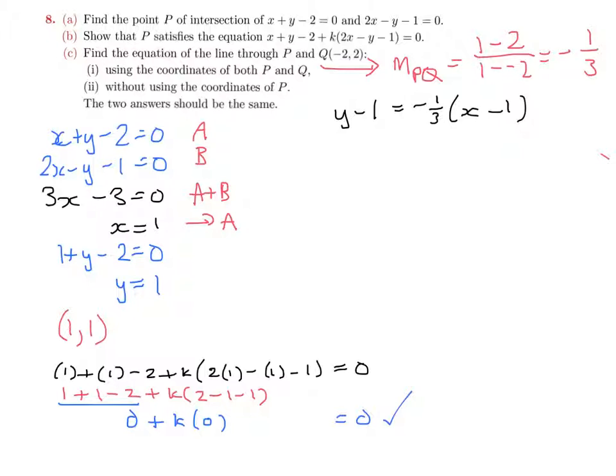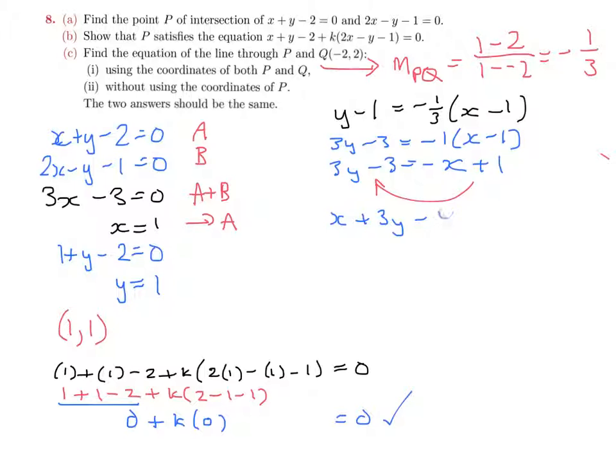Let's turn it into general form just to practice. So multiply everything by 3, we get 3y - 3 = -1(x - 1). Expand, 3y - 3 = -x + 1, and we'll move everything over this side to make x positive. So we have x + 3y - 4 = 0. Excellent. So now we also want to do it without using the coordinates of P.